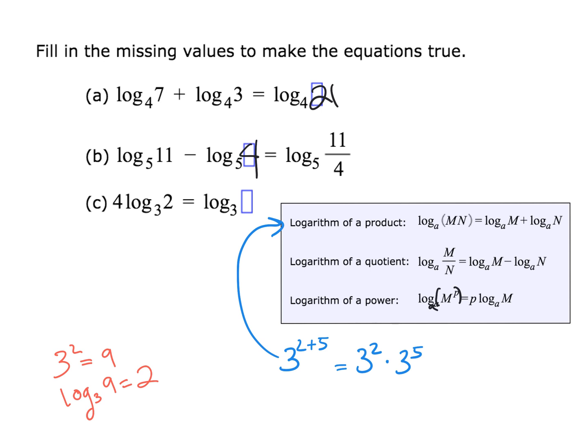And here, using this last one, again, log base 3, log base 3. Same base for our logarithm. This 4 as multiplication, that's this p, right? It's multiplication outside of the logarithm. So if I bring it into the logarithm, it becomes m to the p power. So this would have to be 2 to the 4th power, which is 8. So rewrite log base 3 of 8.